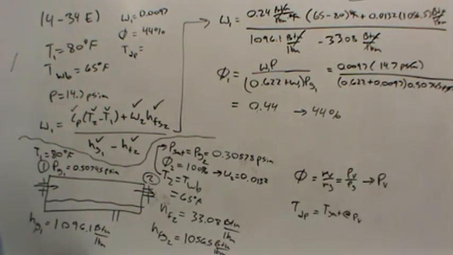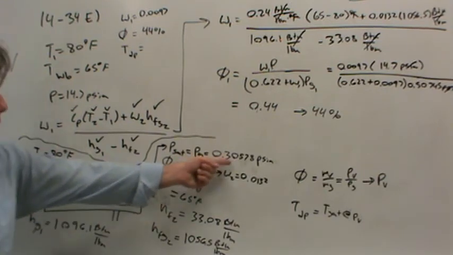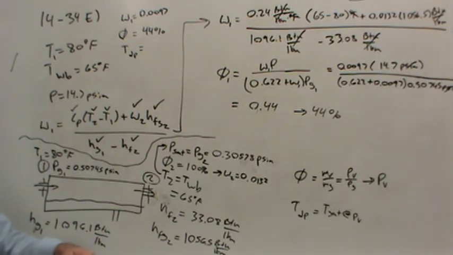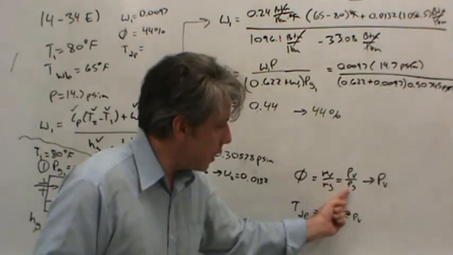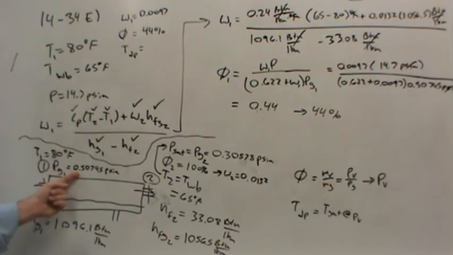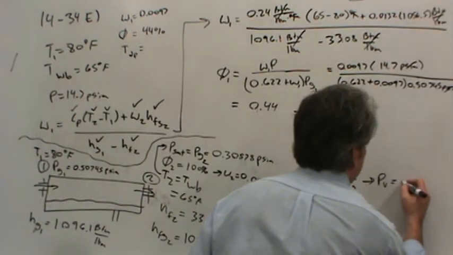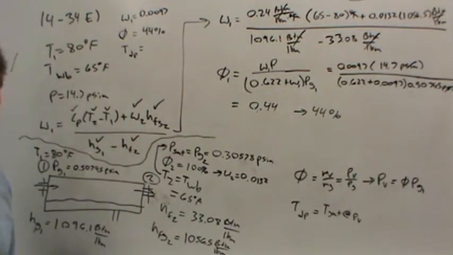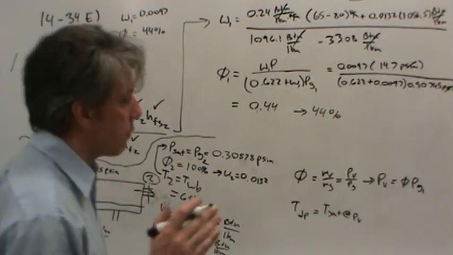Would it be 0.3057? Exactly, it's 0.30578, right? That's the partial pressure because the air is saturated. At this point, it is not saturated. In fact, at this point, the relative humidity tells us how close it is to saturation, right? So all we have to do is multiply the relative humidity by the saturation pressure at state 1, and that will give us the partial pressure of the water vapor at state 1.